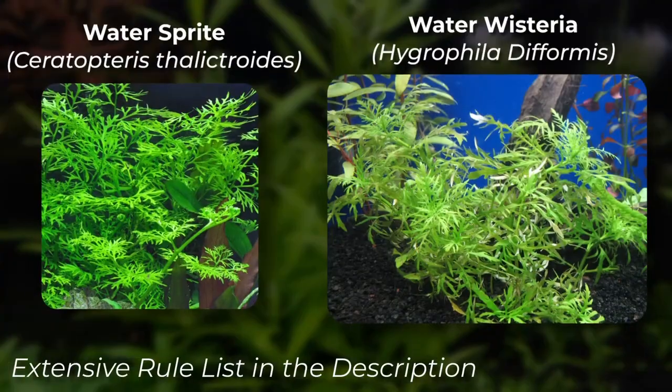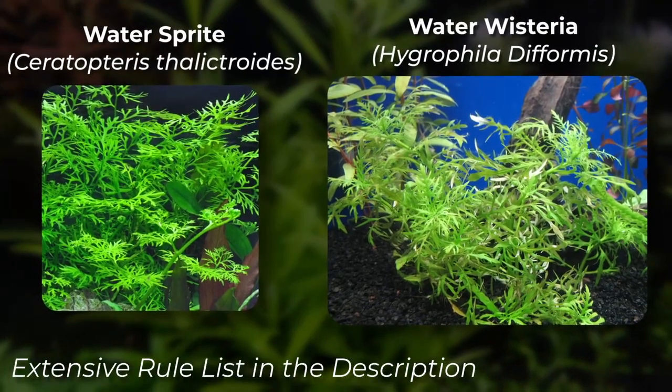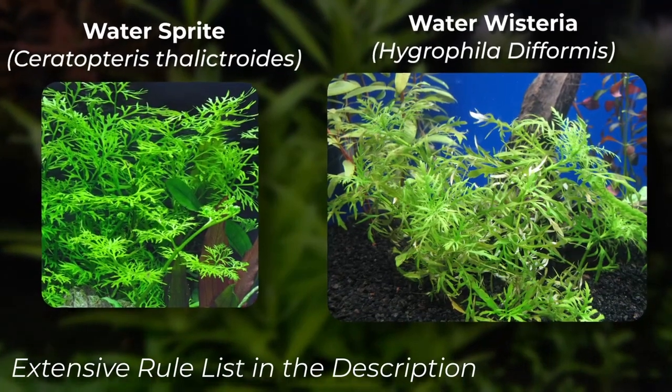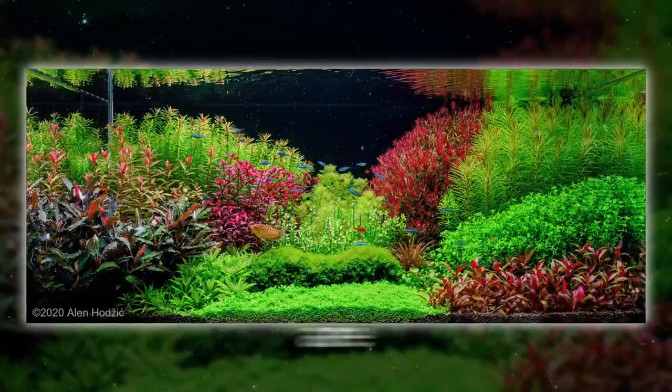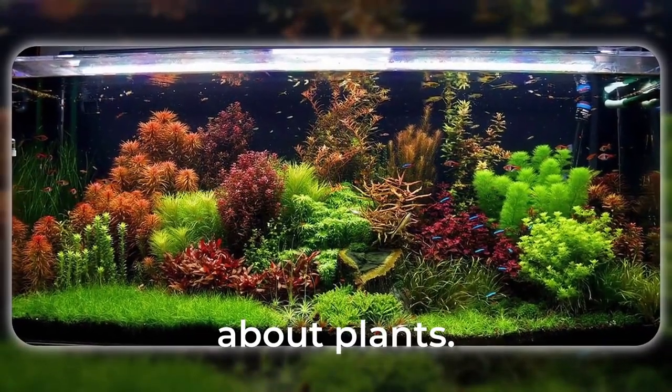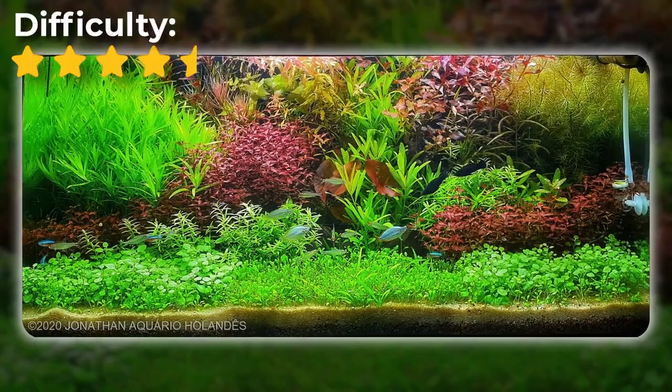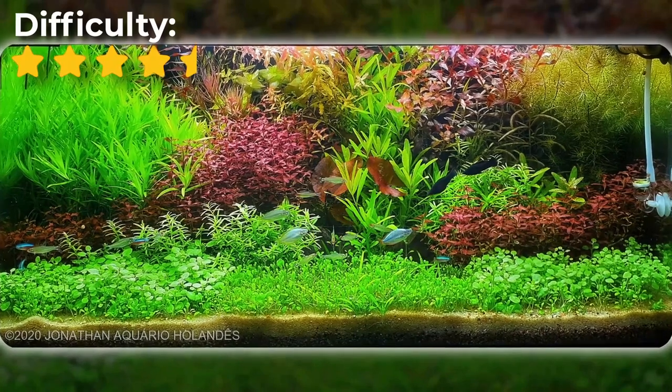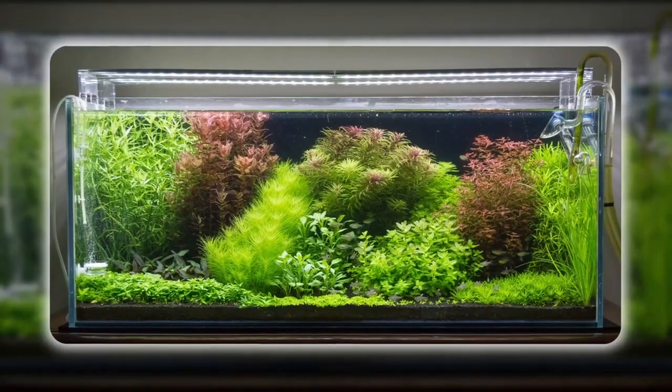There are a few hidden rules for the Dutch aquascape. For example, you should not have two species with similar leaf structures or those with similar coloring side by side. These rules are not mandatory, but they do help in flexing your knowledge about plants, which is where the difficulty lies. The Dutch aquascape can be difficult to master due to the need of having extensive knowledge of aquatic plants.